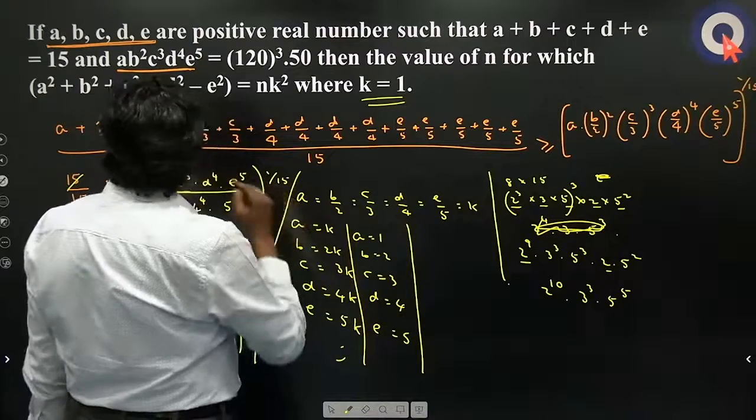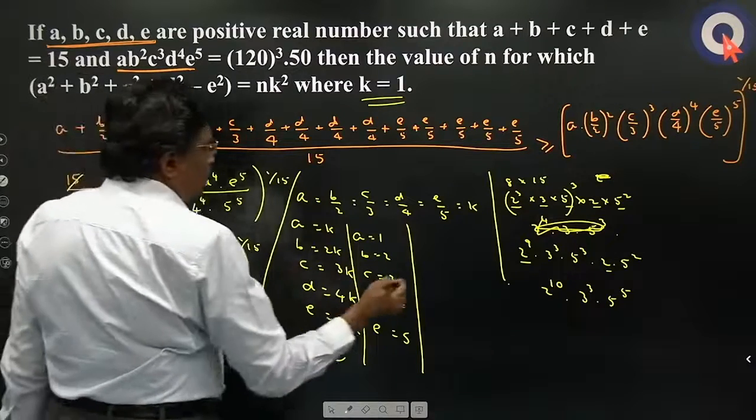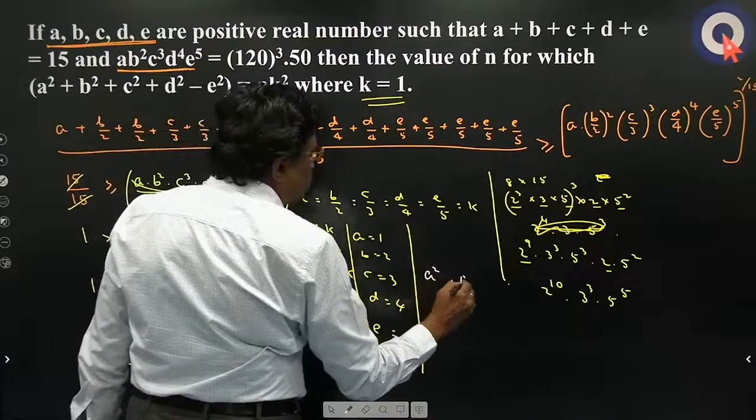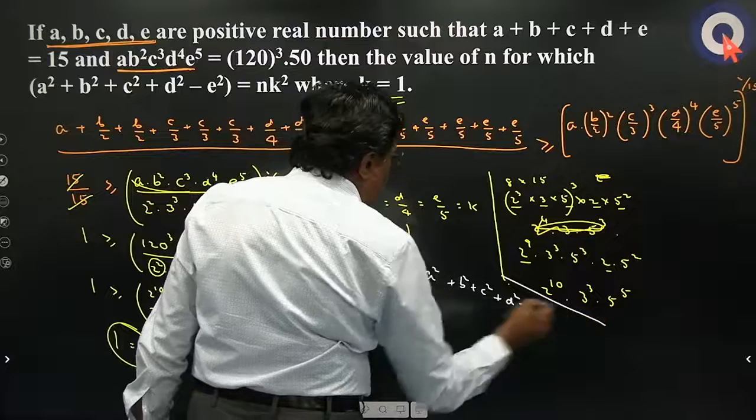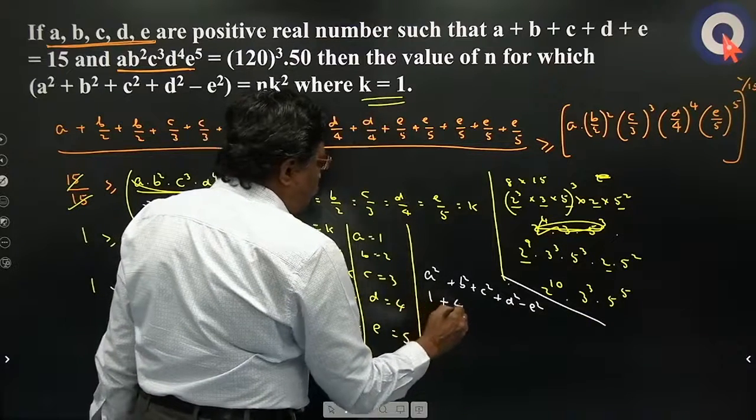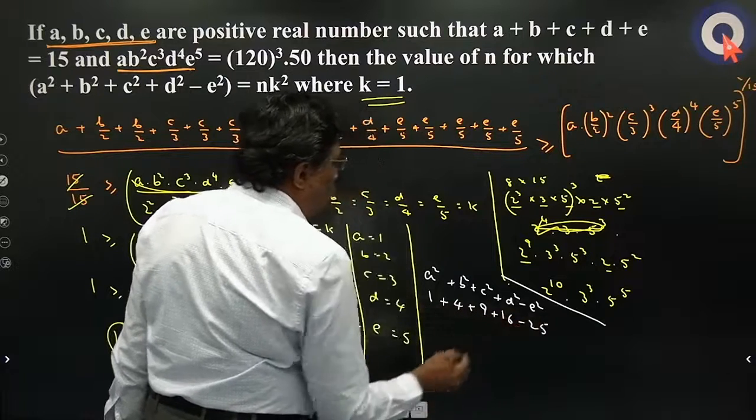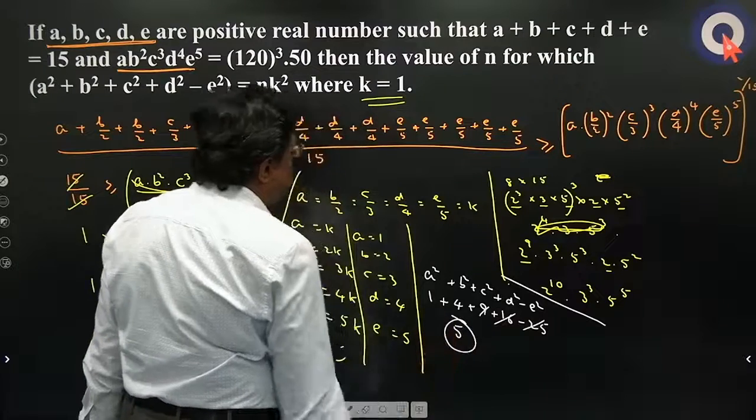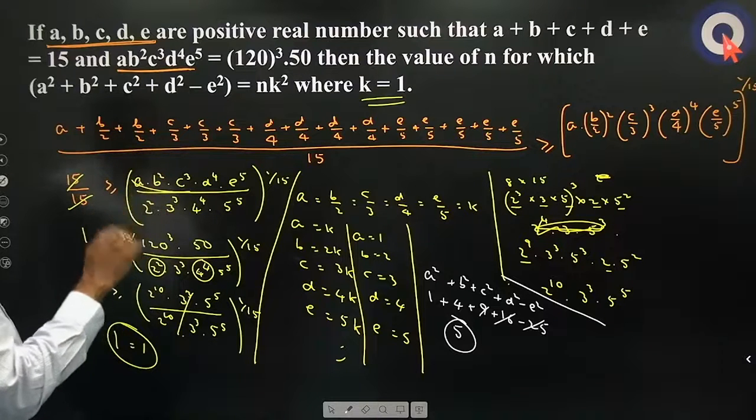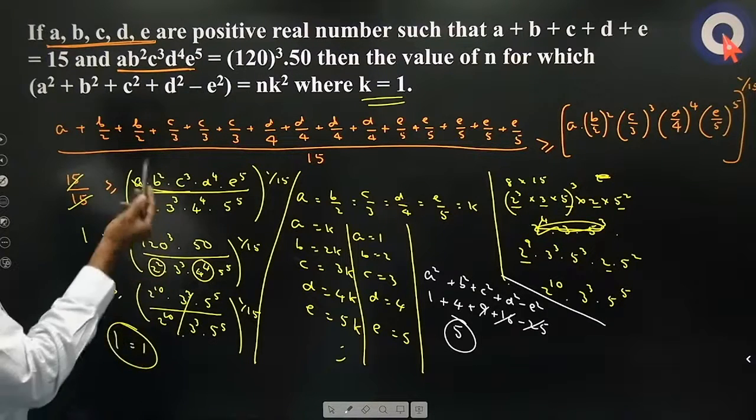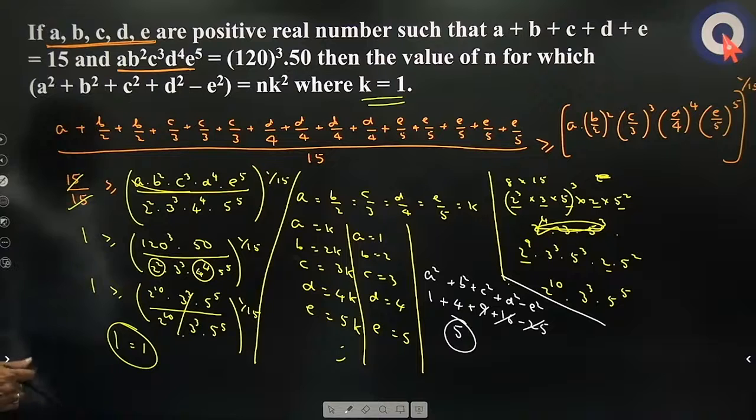So for that, A square plus B square plus C square plus D square minus E square. A square is 1, B square is 4, C square is 9, D square is 16, E square is 25. So what we get is 5. So the final answer is 5. So then the value of n for which this happens, n is equal to 5 or something. Yeah. All right. So this is the required answer.